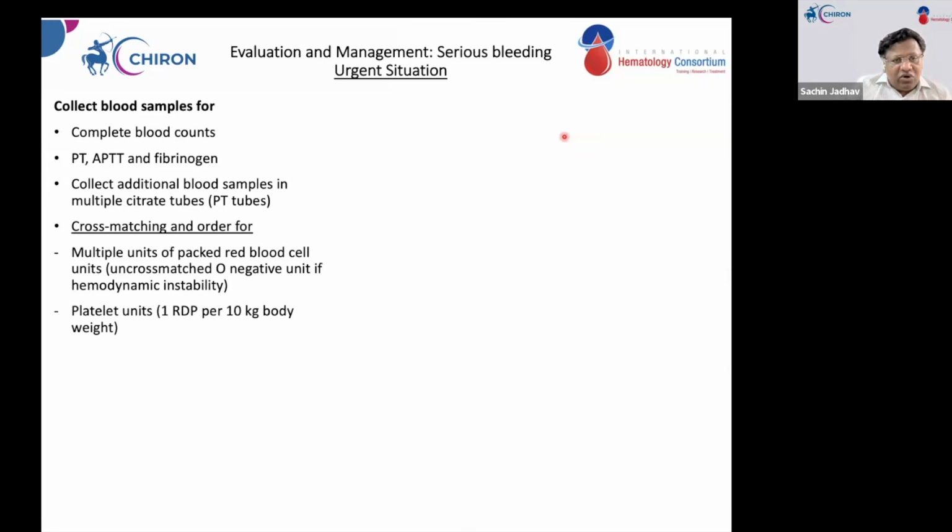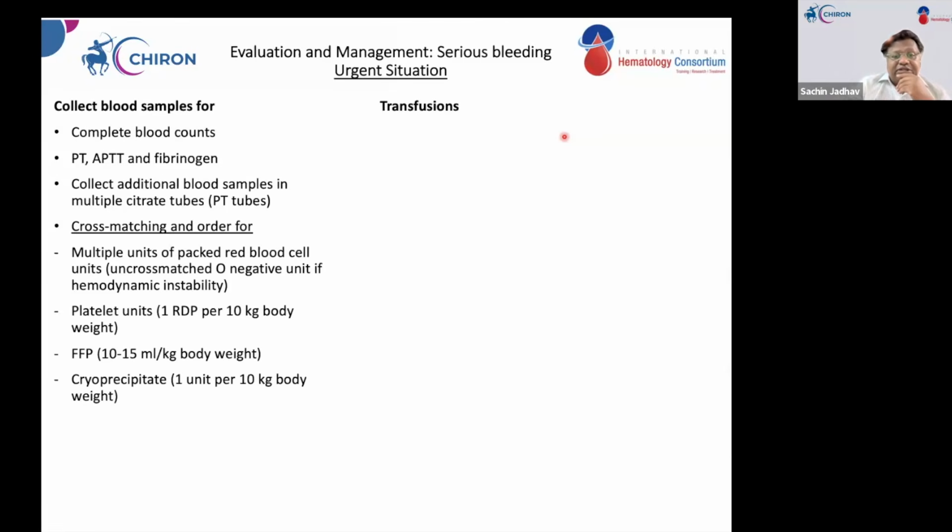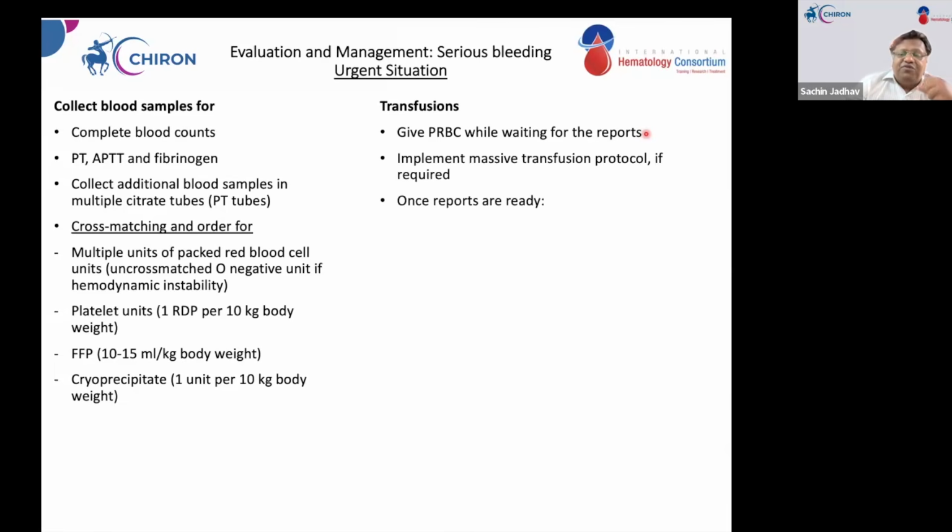Along with PRBCs, also order for platelets and FFP. So keep everything ready here, okay? Cryoprecipitate is also something that you should order for. If the bleeding is too much, you can give the first pack of PRBCs while waiting for the reports, but just PRBC. Don't give platelets and FFP blindly as of yet, right? However, if you have to give more than 4 PRBCs, then you have to blindly give FFP and platelet, and I'll come to that. However, once the reports are ready, if platelets are low, you've already arranged, ordered for platelet units, transfuse them.